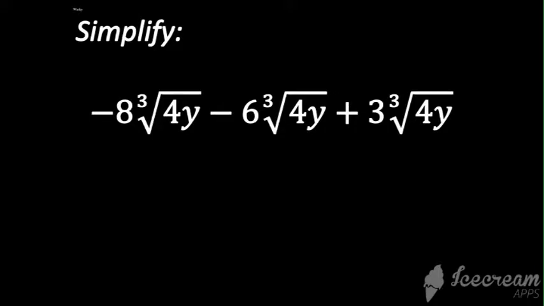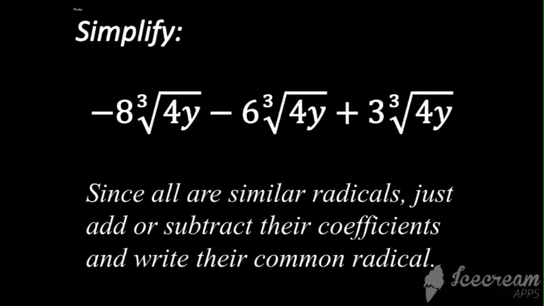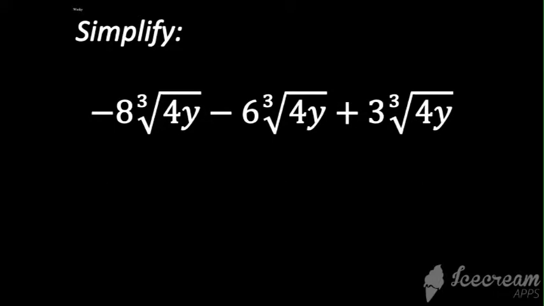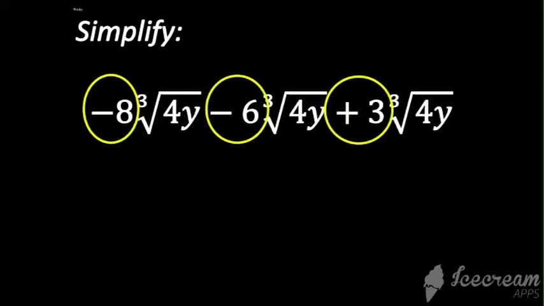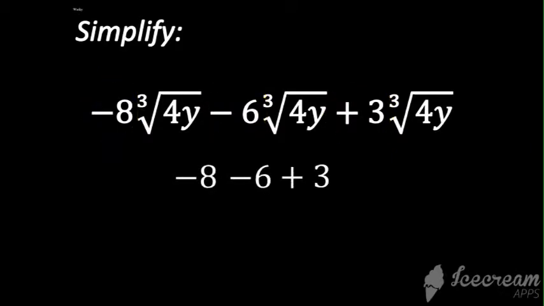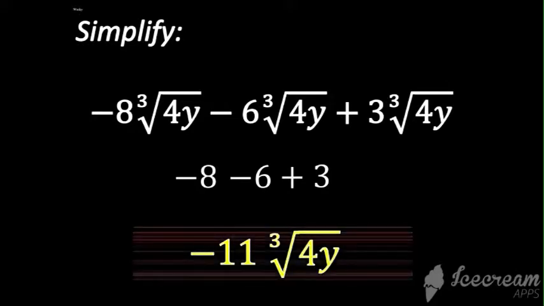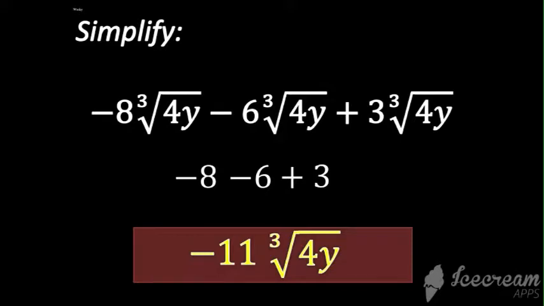Another one, simplify. Negative 8 times cube root of 4y minus 6 times cube root of 4y plus 3 times cube root of 4y. Again, all are similar radicals, so just add or subtract their coefficients and write their common radical. Negative 8 minus 6 plus 3. The answer is negative 11, and then let us affix the common radical, which is cube root of 4y. So the answer is negative 11 times the cube root of 4y.